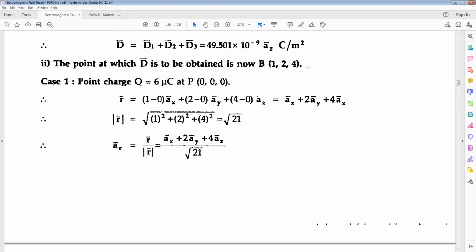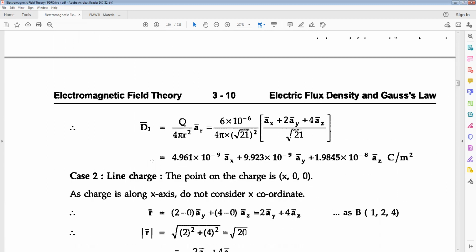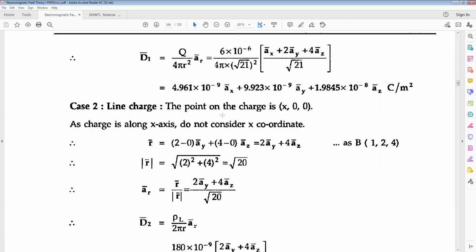Second here, 1, 2, 4. At the point charge, P is 0, 0, 0, and 1 minus 0, 2 minus 0, and 4 minus 0. You get all the components, AX, AY, and AZ at the point charge. AR bar is equal to AX bar plus 2 AY bar plus 4 AZ bar over the square root of 1 square, 2 square, 4 square, you get the square root of 21. But in the line charge, because it is on the x axis, the rho L is distributed uniformly, there is no x component, only the y and the z components.